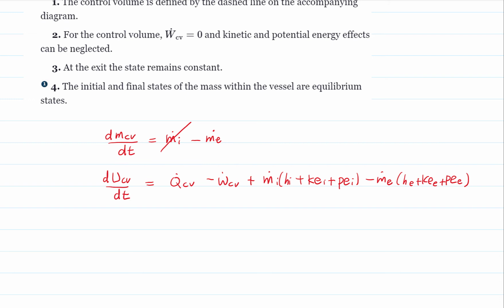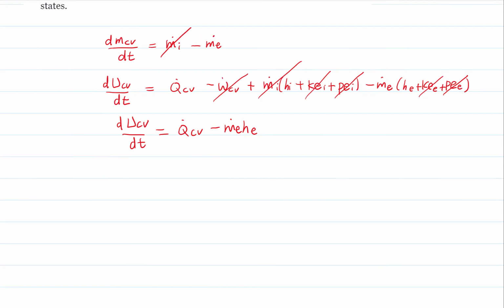There's no shaft work in this system, so W drops out. And we neglect kinetic energy change and potential energy change. And there's no mass going into the system. So the energy balance equation is simplified, and it can be written using the energy balance relations.